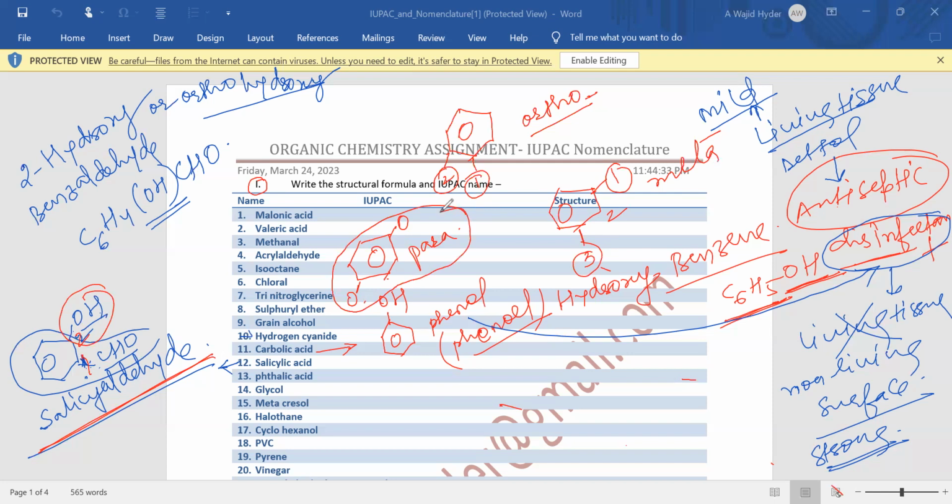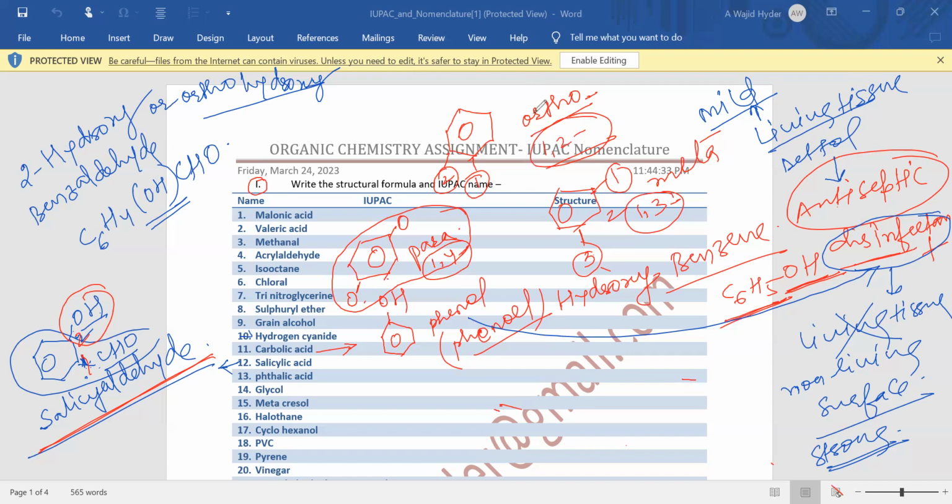Para means 1, 4. Meta means 1, 3. And ortho means 1, 2. So ortho, meta, para: 1, 2, 1, 3, 1, 4. In ortho, there will not be any gap. In meta, there will be one gap. And in para, there will be two gaps, a gap of two carbon atoms. Fine, beta? Okay. These all are the points which we will be using tomorrow. They are in our different chapters. So now salicylaldehyde is over.